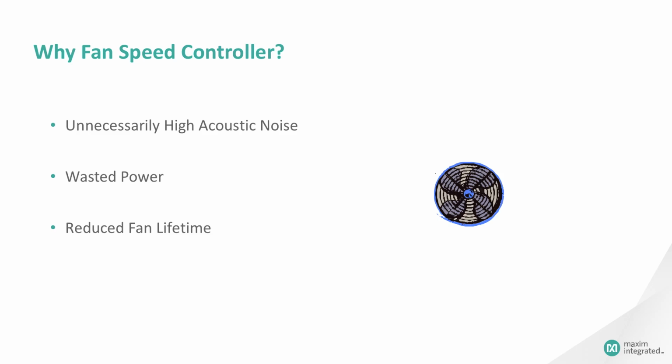Reduced fan lifetime. Since the operating lifetime of a fan is related to the total number of revolutions, running the fan at less than full speed can increase the fan's operating life. If the fan's average speed can be cut in half, the fan's lifetime can be roughly doubled, which improves reliability and reduces maintenance costs.